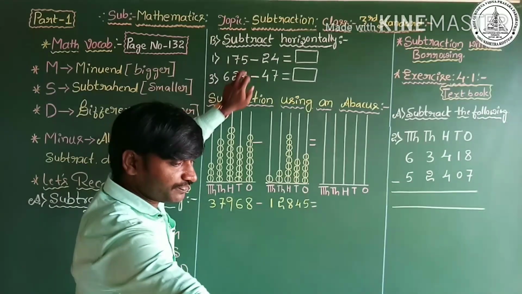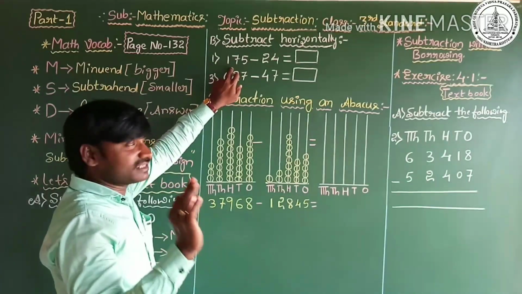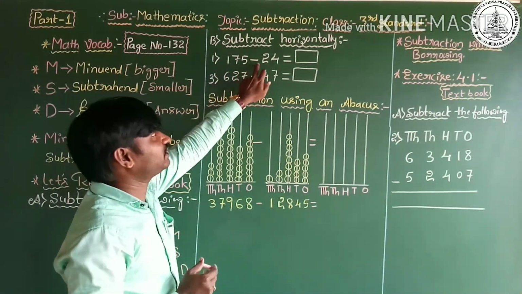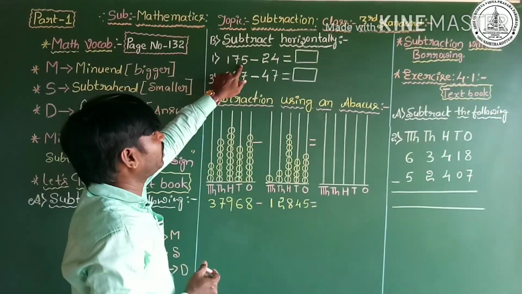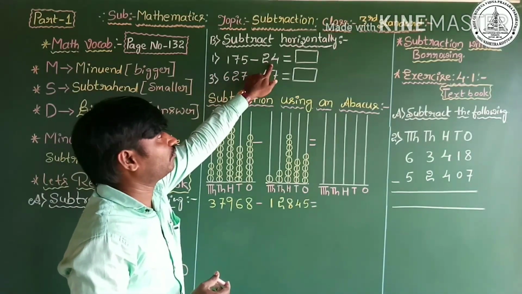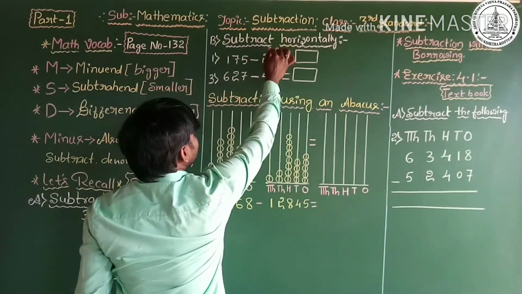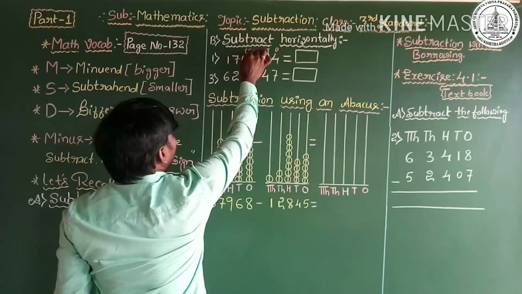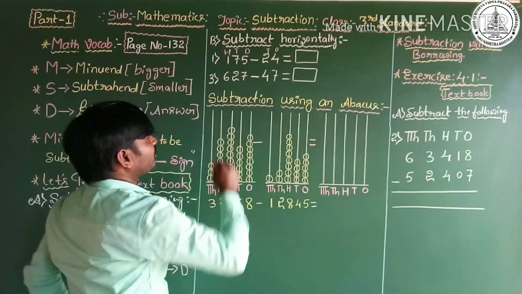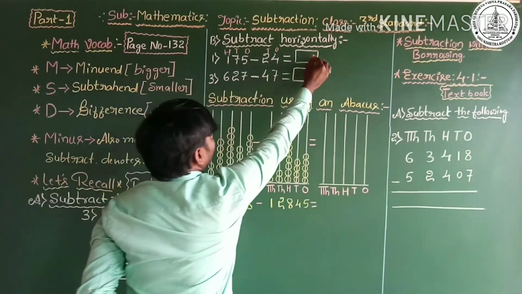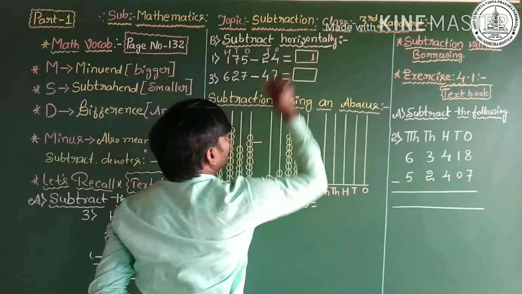First question is 175 subtract 24. It means minus 24. Okay, 175 we subtract the 24. What is the answer? Okay, you know place values: ones, tens. Here also ones, tens, hundreds. Okay, dear student. The next, 5 minus 4. What is the value? 5 minus 4 is 1.